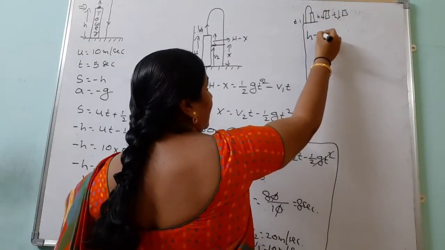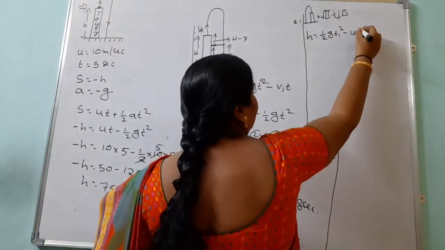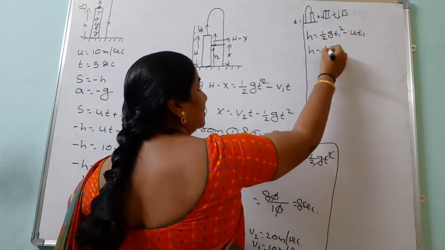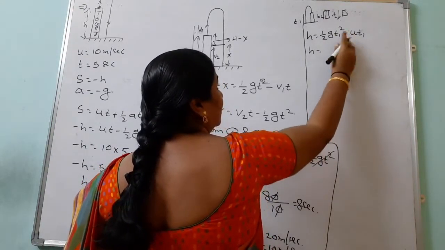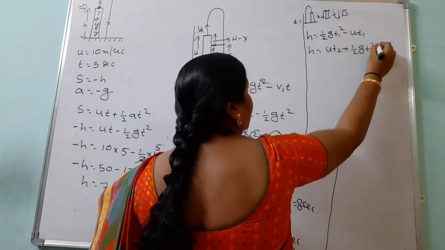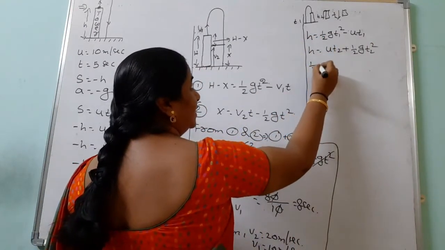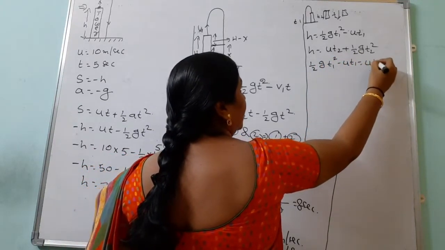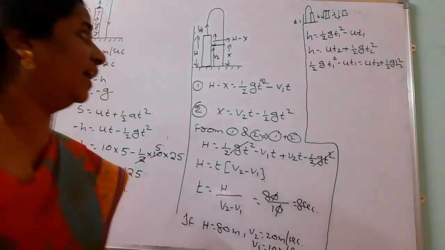H equals half g t1 square minus u into t1. In the second case, throwing downwards, h equals, but the time is t2, u t2 plus half g t2 square. Here both are covering the same height, means we can equal the two. So half g t1 square minus u t1 equals u t2 plus half g t2 square.